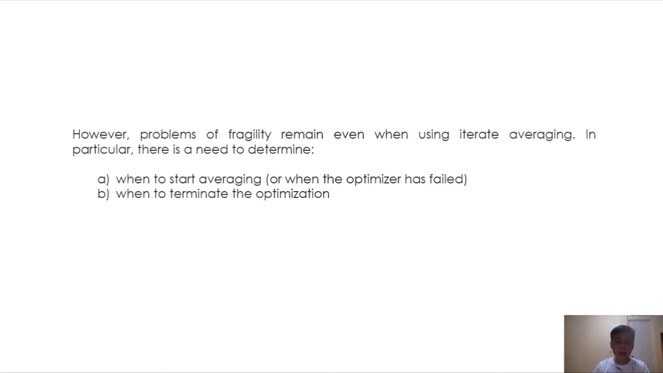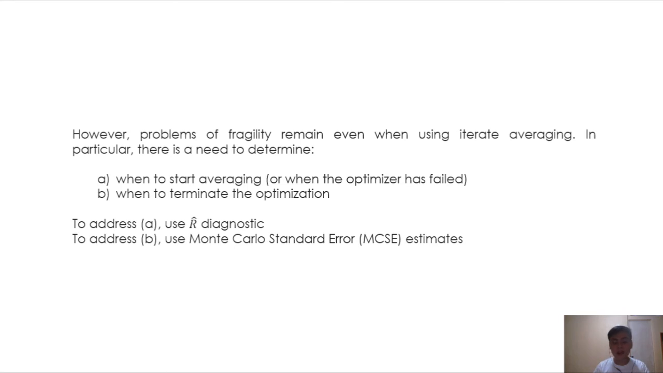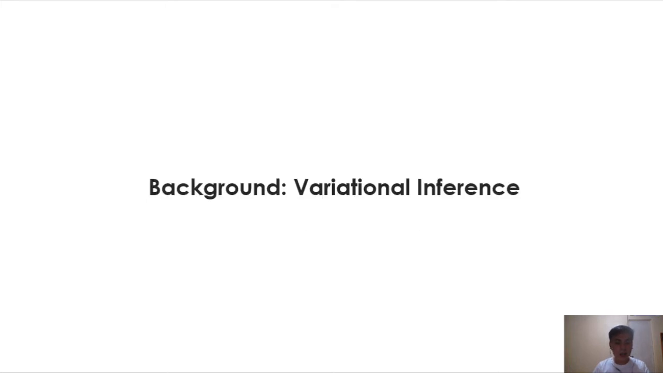Now, in this paper, they tried to address the first problem using the R-hat diagnostic. And they tried to address the second problem using the Monte Carlo standard error or MCSE estimates. I will further explain these two in the succeeding slides. But first, let us take a quick look at variational inference and other concepts that we will need in this presentation.